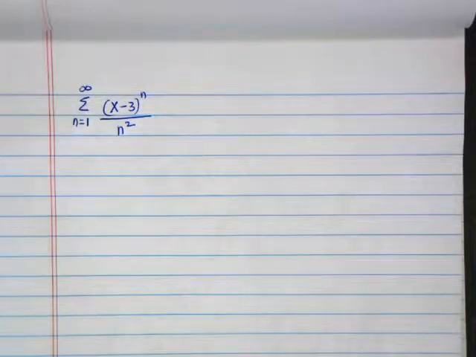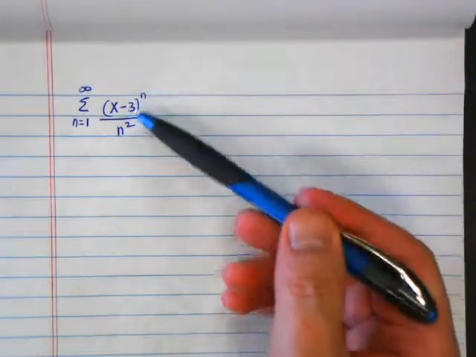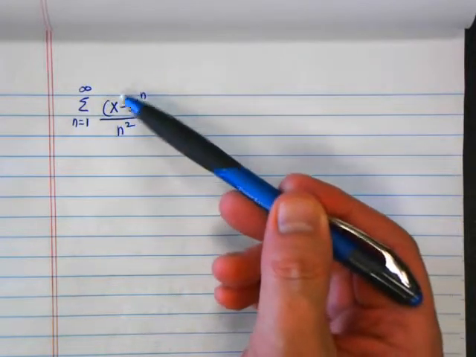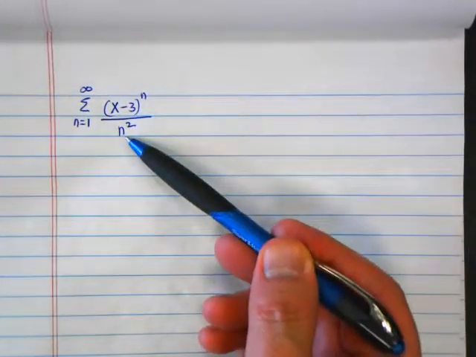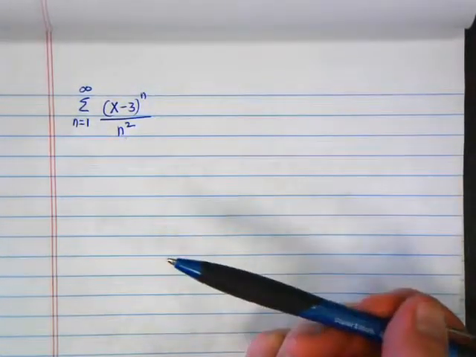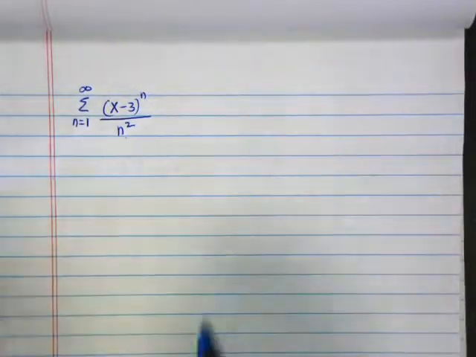Which test? Ratio test. Why ratio test? Yeah, again, this has an n in the exponent. It looks like a geometric thing. Geometric thing times something else. That tells you you'll probably want to use the ratio test. All right.